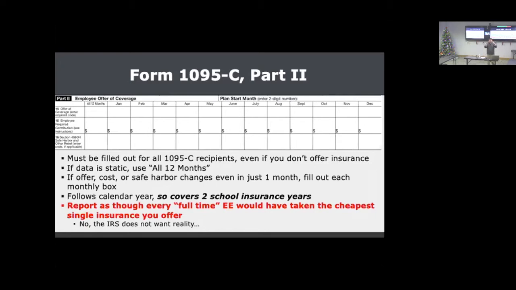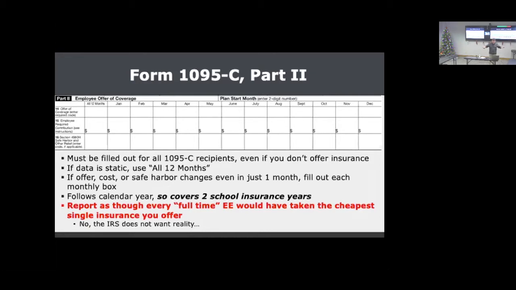But what you're reporting in terms of the offer that you made, the amount they would have to pay, and the safe harbors if you need to use one is not what they actually did. It's what they would have had to pay if they'd taken the cheapest single that you offer. We're not using what actually happened outside of whether they enrolled or not. That's the only real exception here. What we're using is the cheapest single. What would it have cost them to enroll in the cheapest single that you offer?